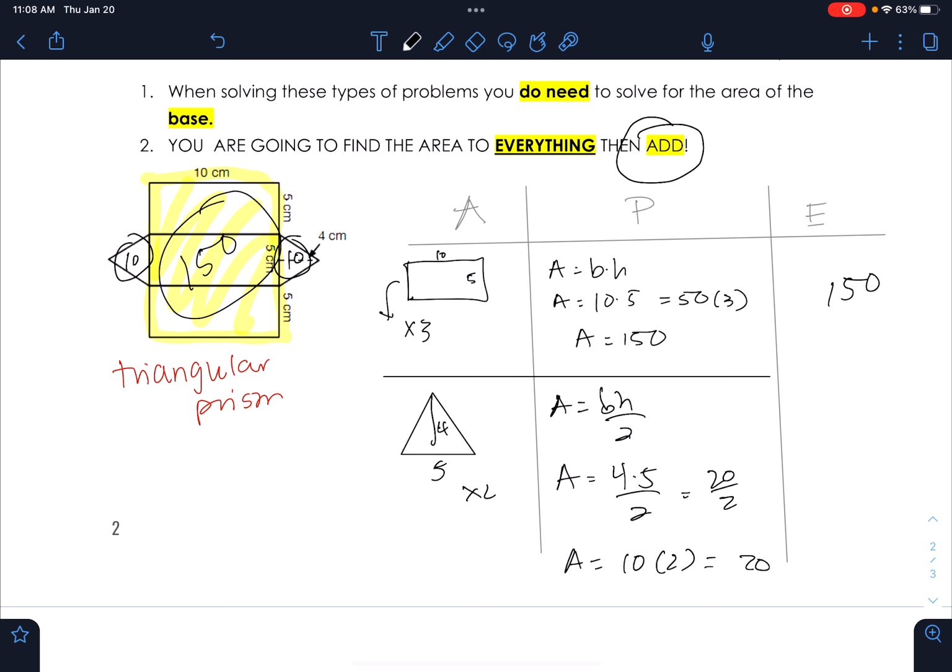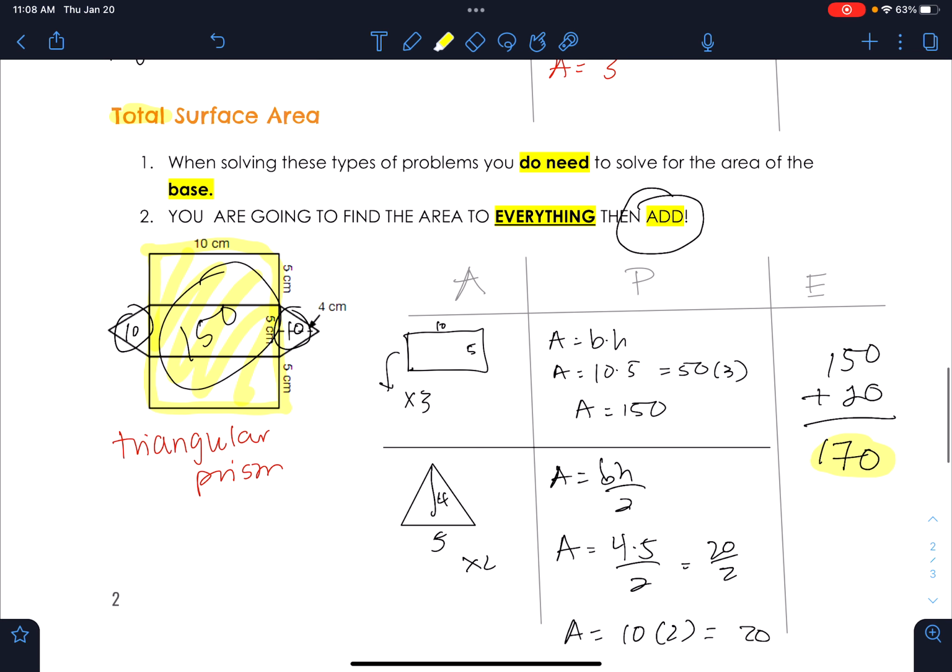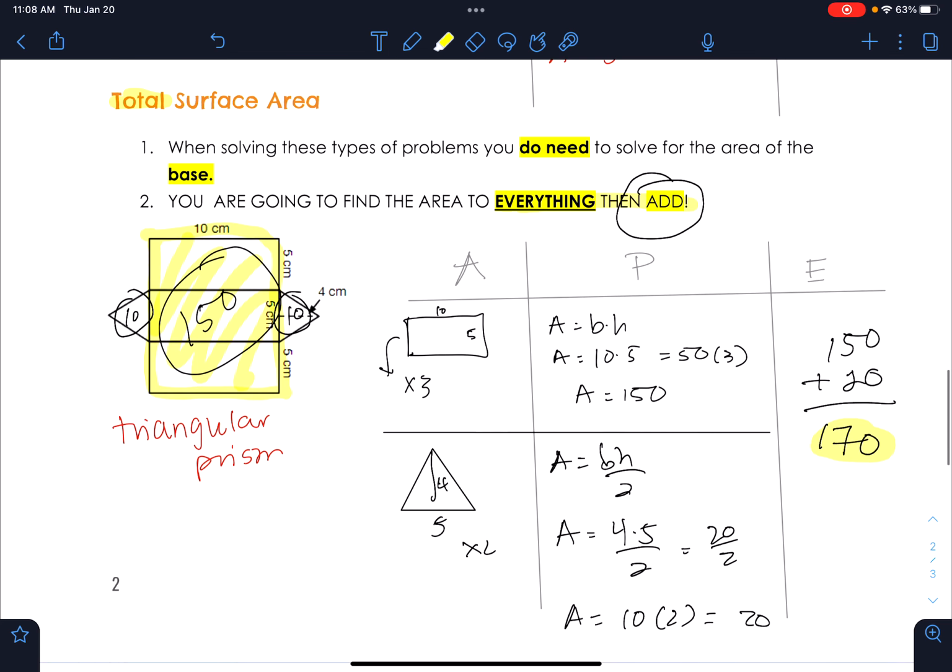Now the only thing you have to do is add them. So 150 plus 20 equals 170. That is the total surface area. Remember, total means add everything.